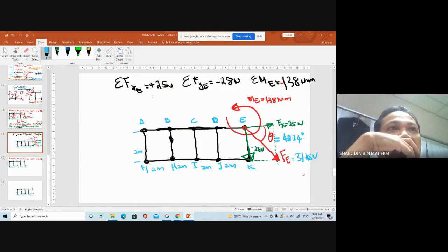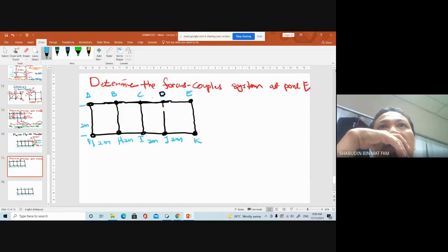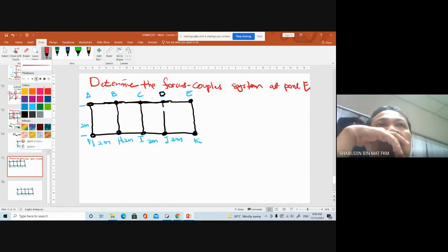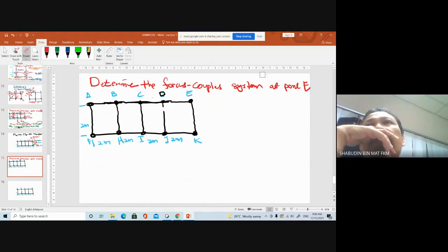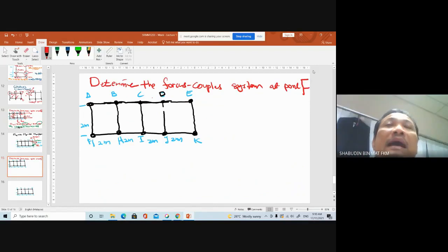Okay, now if I change the question: determine the couple force and couple system at point F. Erase, and do point F first. Point F. Do that. Now, what are the parameters unchanged?